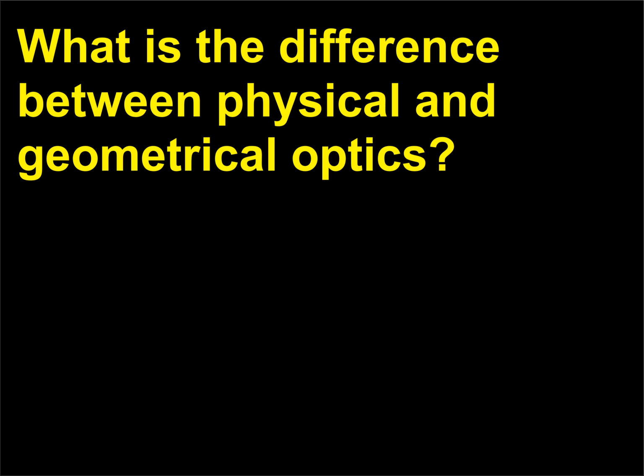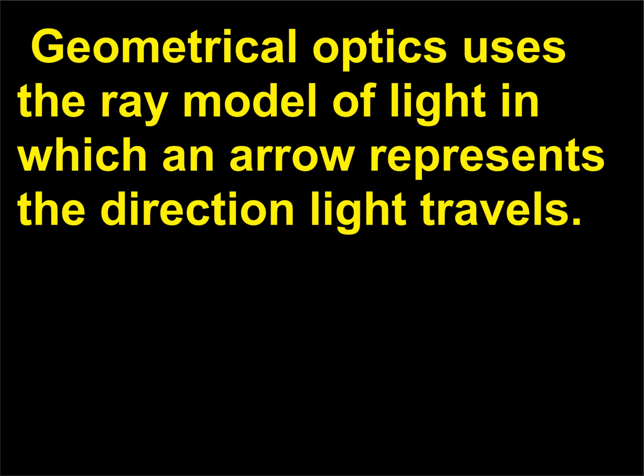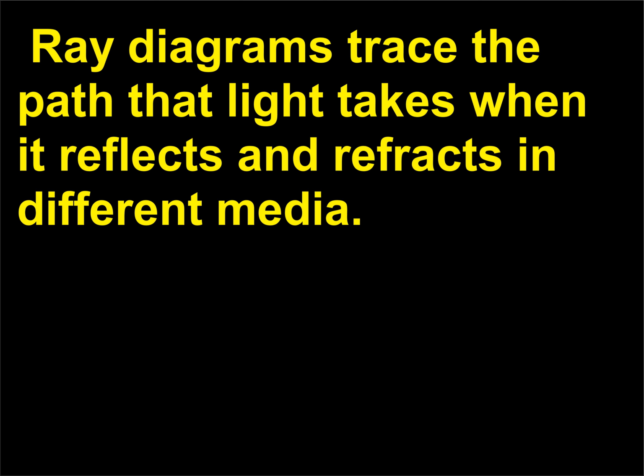What is the difference between physical and geometrical optics? Geometrical optics deals specifically with the path that light takes when it encounters mirrors and lenses. Geometrical optics uses the ray model of light in which an arrow represents the direction light travels. The ray model does not consider the wave nature of light. Ray diagrams trace the path that light takes when it reflects and refracts in different media.